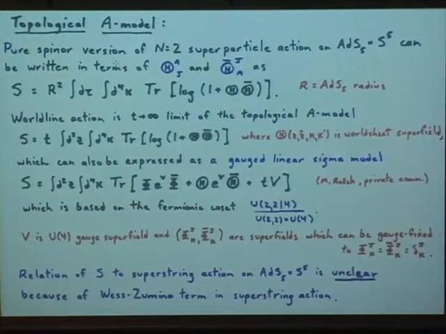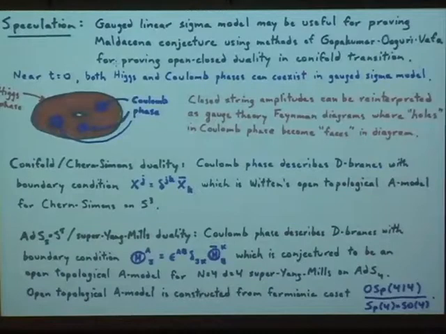Nevertheless, there's an obvious speculation, which is that this topological A model might be useful for trying to study the Maldacena conjecture. So the idea is that there was a gauge linear sigma model which was useful for proving the open-closed duality in the conifold transition. So this was done by Gopakumar and Vafa and Ooguri and Vafa at the end of the last century. And what they did is they used the fact that near t equals 0, t is the modulus which multiplies the Fayet-Iliopoulos term, you can get both Higgs and Coulomb phases in the gauge linear sigma model.